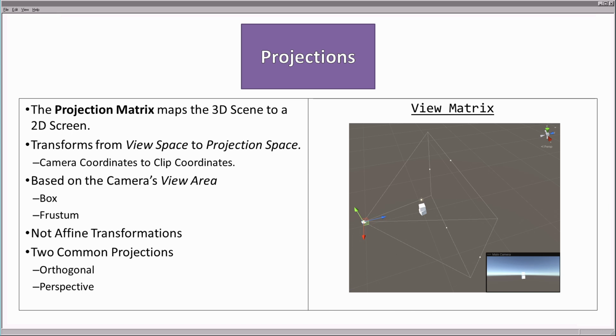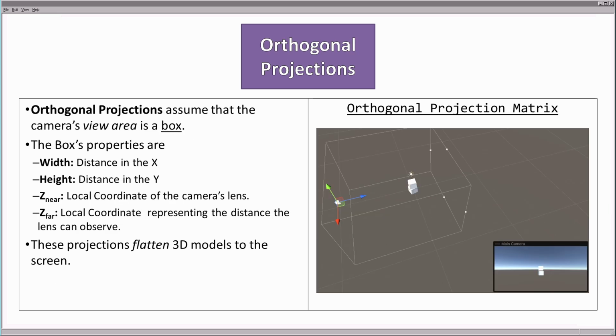This is based on the camera's view area, which can either be a box or a frustum. By the way, a frustum is a pyramid with the top part chopped off. These transformations are not affine transformations, they're projective. There are two common projections: orthogonal and perspective. Orthogonal projections assume that the camera's view area is a box.